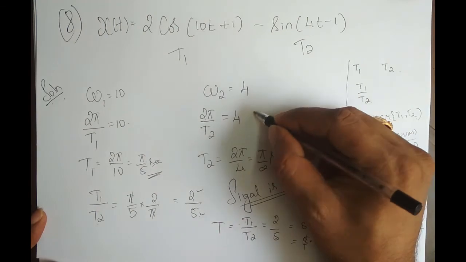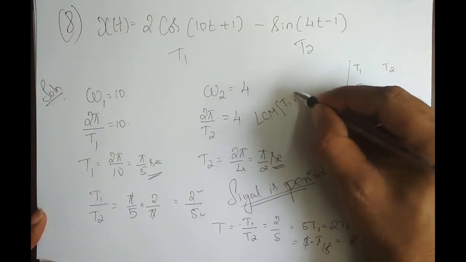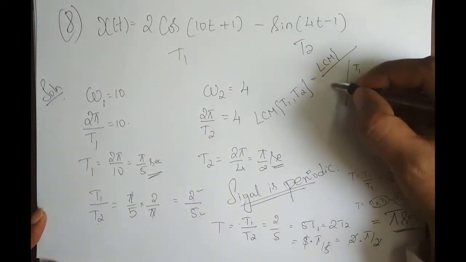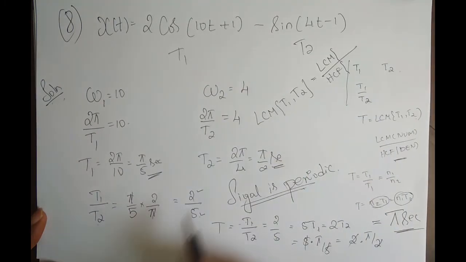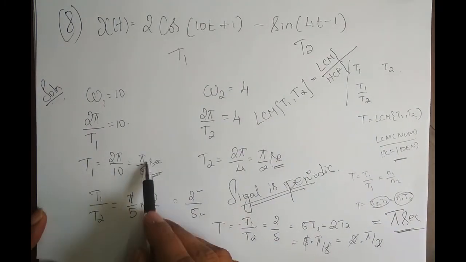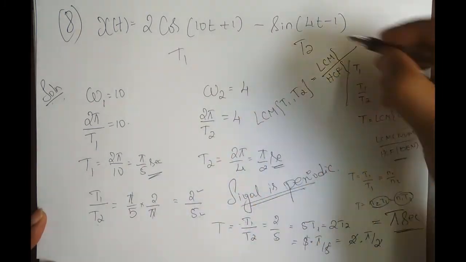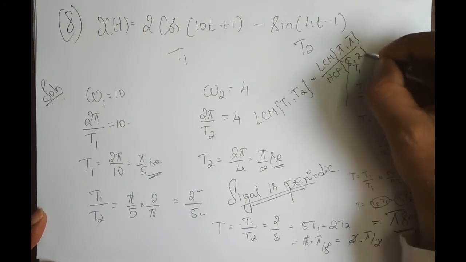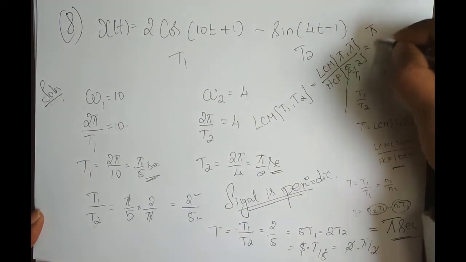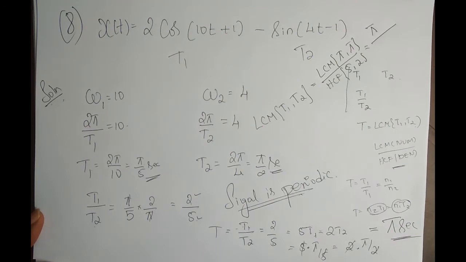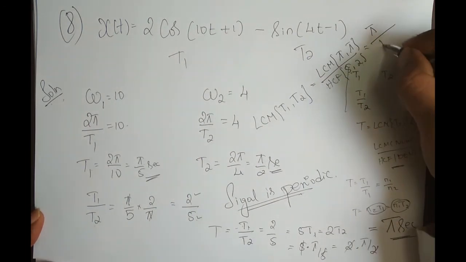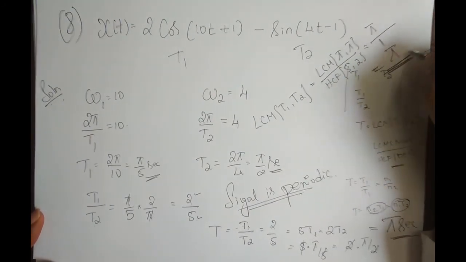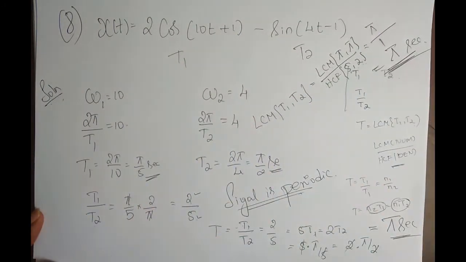What is the one more method? It is the LCM of T1 comma T2, which is the LCM of numerators divided by the HCF of denominators. T1 is pi by 5, T2 is pi by 2. The numerators are pi comma pi, and the denominators are 5 and 2. The LCM of pi and pi is pi itself. The HCF of 5 and 2 is 1, the highest number by which both are divisible. Therefore its fundamental period is pi. Either you use this method or that method.